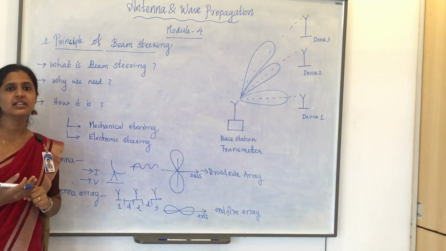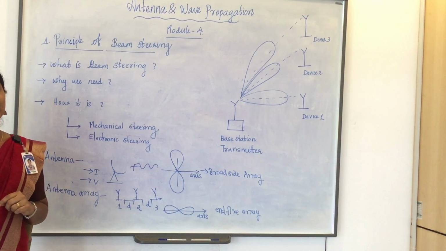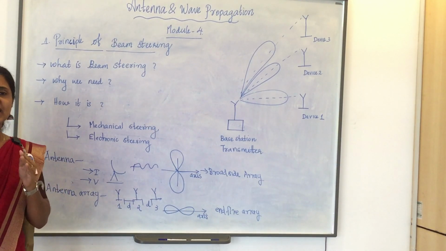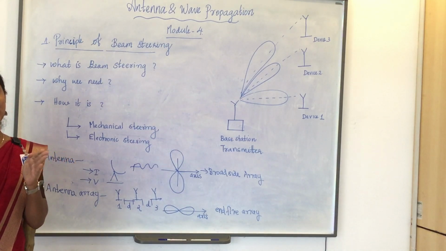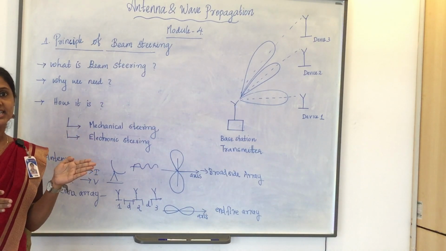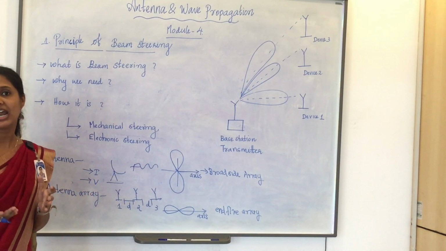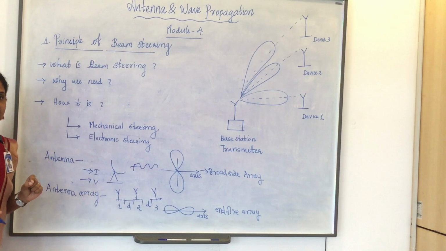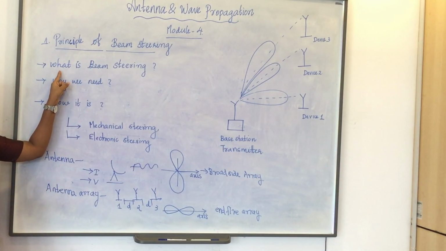In some applications we need a direction in between, other than the end fire and broadside cases. That means we need to tilt the antenna pattern to some other angle in between. In that case, we go for beam steering.